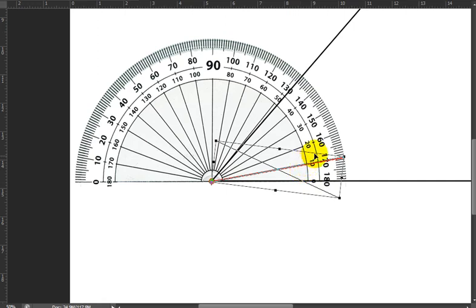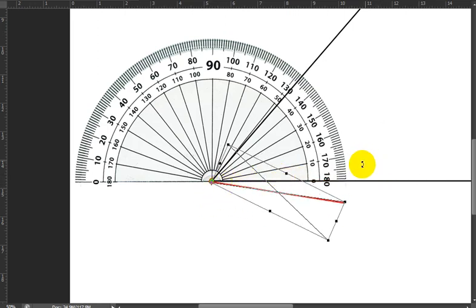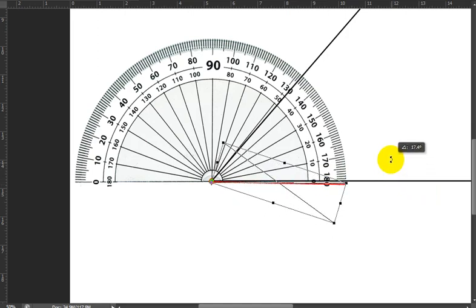Well, if you look here, right here is 10. There you go, that's 10. Which makes sense if you think about it, because since we're starting to count from this line, as in this side, right, then it makes sense that I would start counting from the 0 and not the 180. So I would use the inner set of numbers.